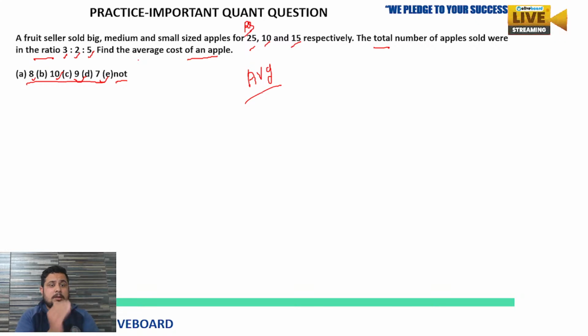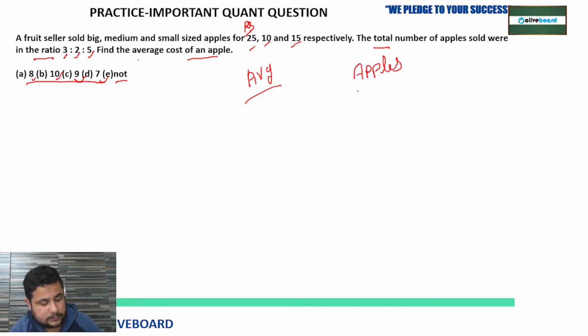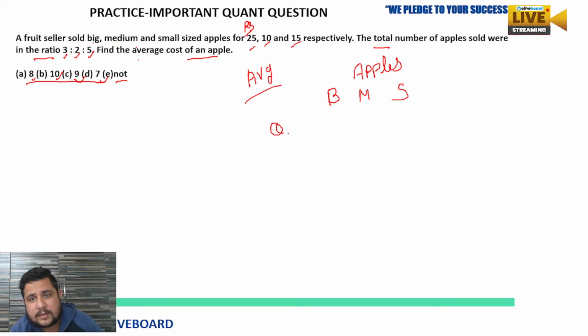A fruit seller sold big, medium, and small size apples. So they are talking about what? Apples, right? Big, medium, and small size. So these are the sizes. And the quantity ratio is also given, how much quantity he has sold from each type of apple. So that ratio is 3 is to 2 is to 5.